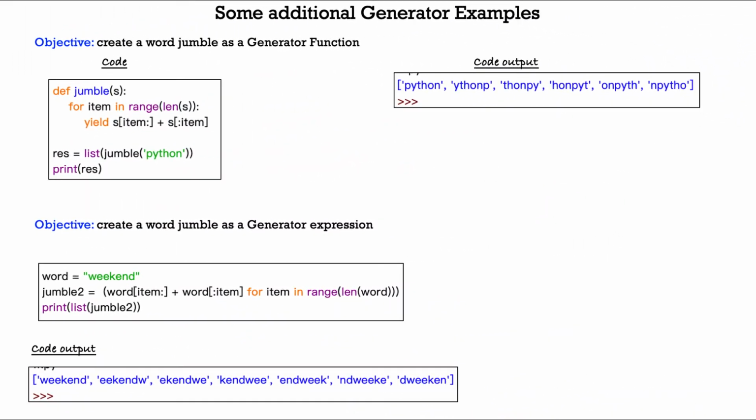So in this slide, we're going to create some code that takes a word and jumbles it up.